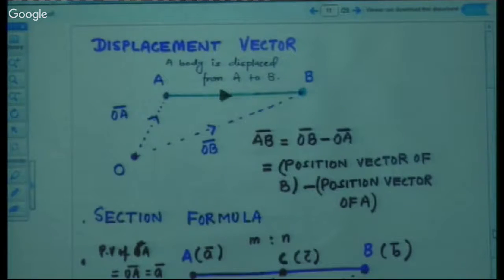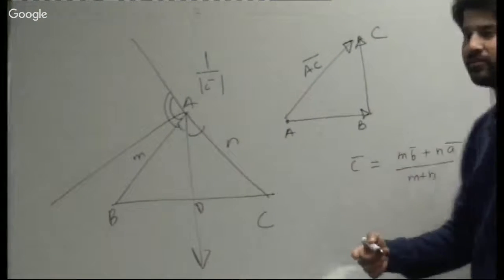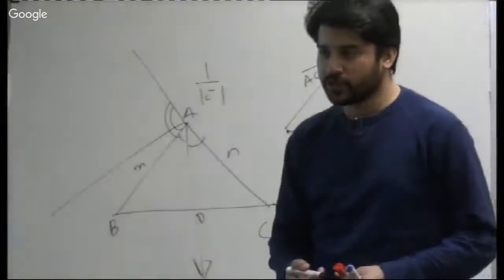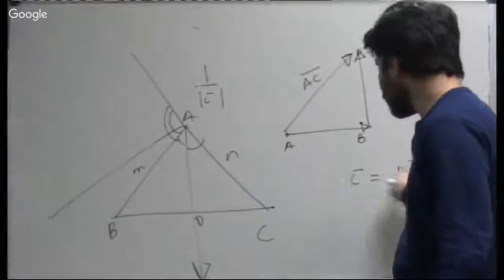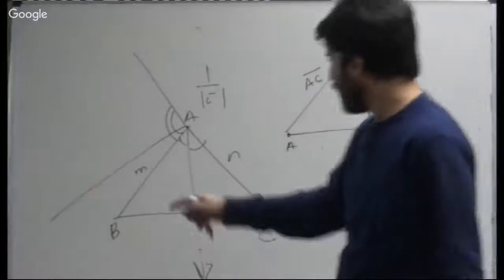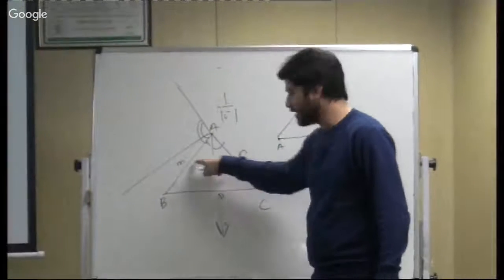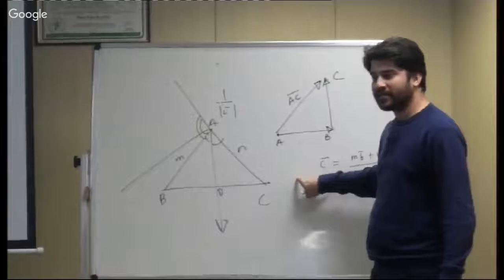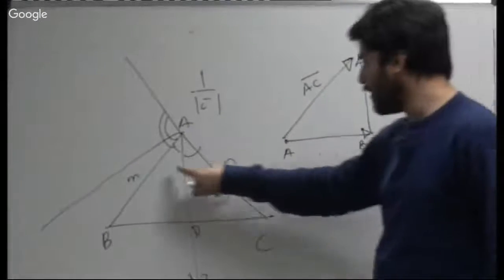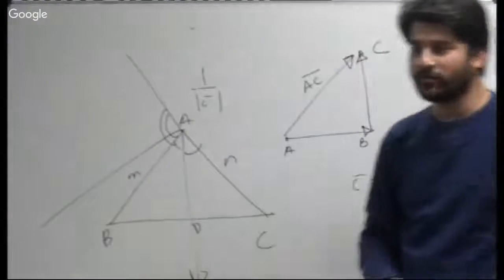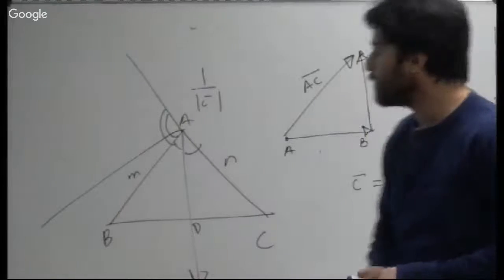Internally, if C is dividing AB in the ratio M is to N, then C is (MB plus NA) by (M plus N). Externally it turns out to be minus N, and the position depends on which is greater: if M is greater than N, then the external point will lie here; if M is smaller, then it will lie there. That was the story. We learned that also. Okay, next page.